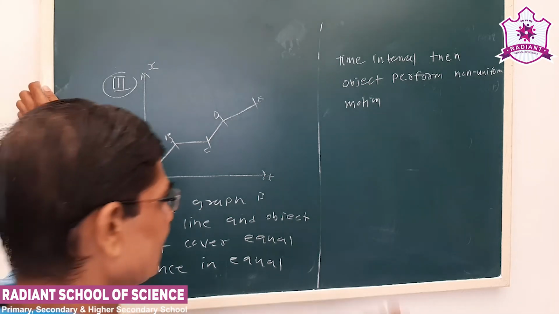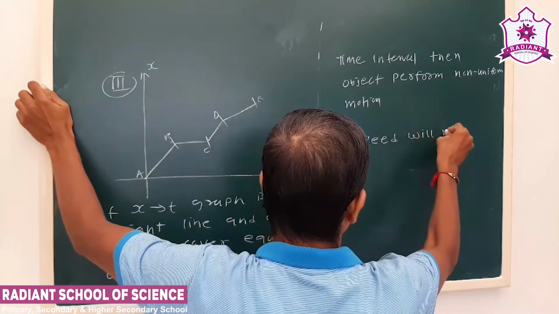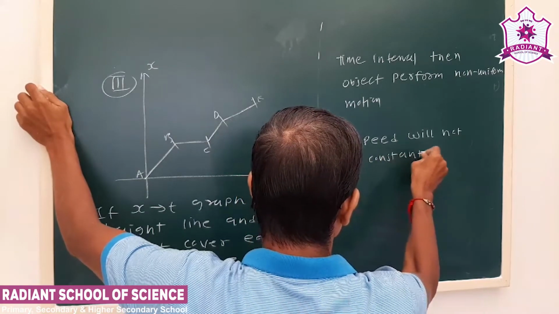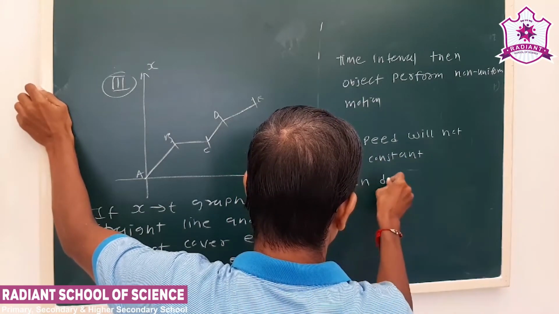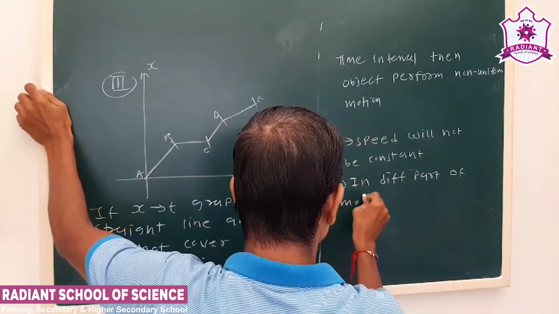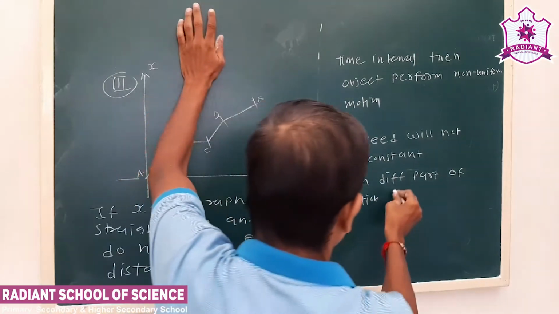Okay, so in that case speed will not be constant in different parts of motion. Now these are the parts of the motion. Okay, value of speed.